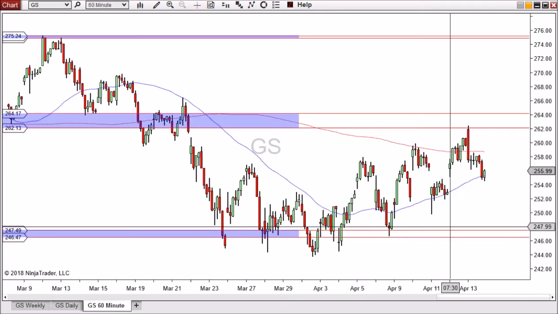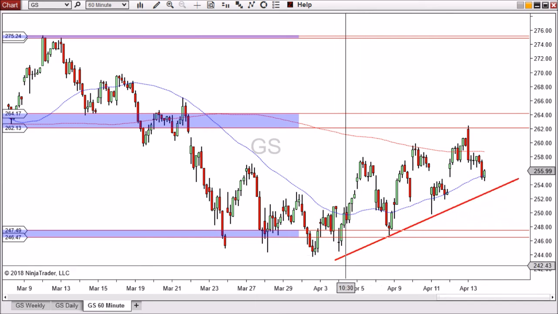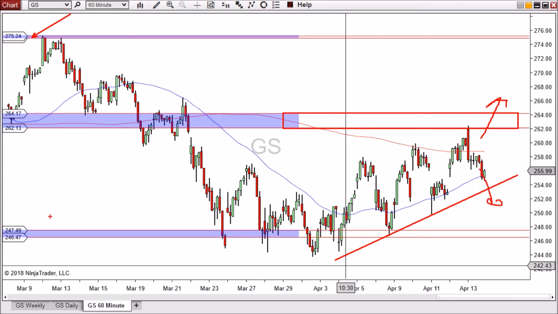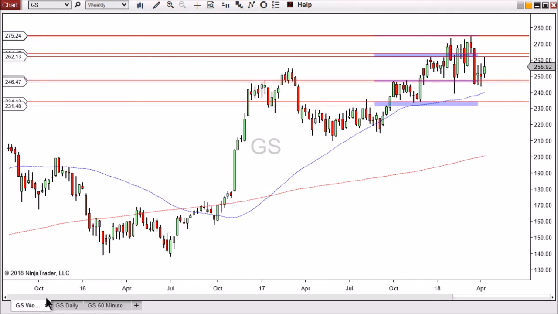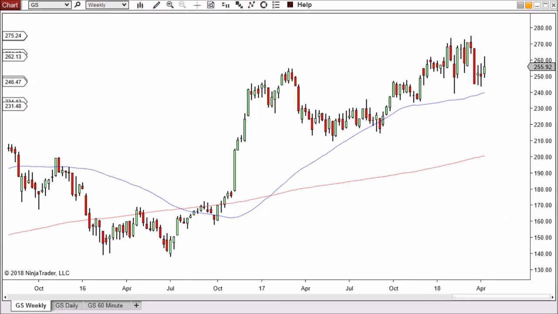And on the 60, you can see that again, we're still looking at this area. If it goes up and breaks above, then we're looking at 275. But if it breaks below, then we're looking at this thing heading down lower. That's Goldman, and I believe Morgan Stanley is also going to be reporting later in the week.